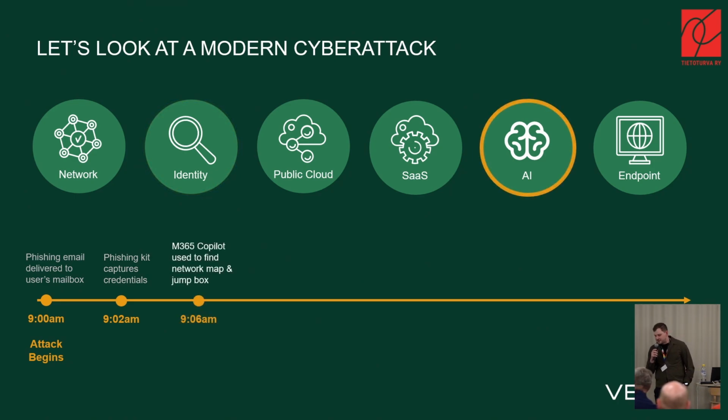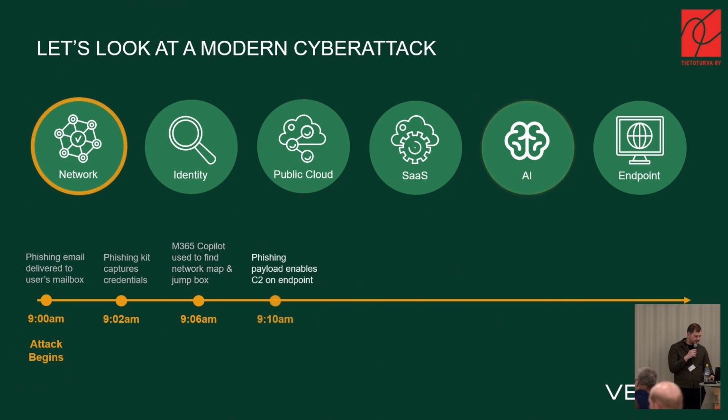So once they have captured those credentials, they move into M365. And Copilot is one of those big advantages for attackers these days in that they can find information so much quicker. Just like the benefit that it provides your own employees, asking it in plain text where it can find information, what information it has, attackers are very much using this as well. And in this case, they can find a network map and a jump box all in 4 minutes time of actually logging into the environment. Copilot is a wonderful thing.